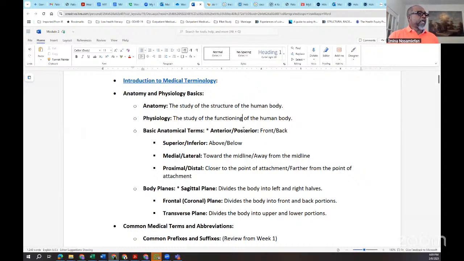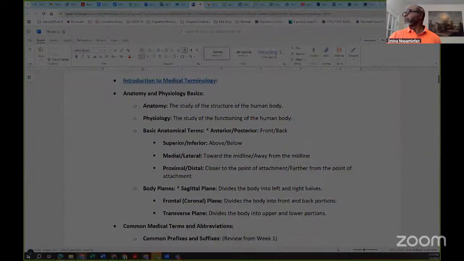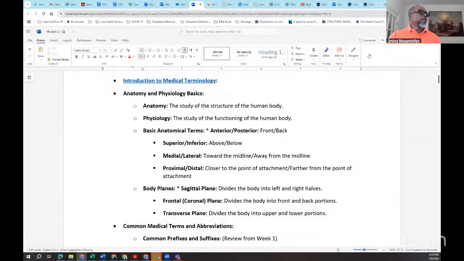Anatomy is the study of the structure of the human body, and physiology is the study of the functioning of the human body. So there are some basic anatomical terms. For example, let me put up a picture here.